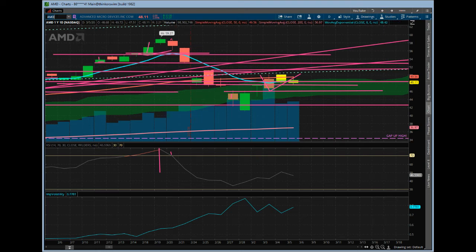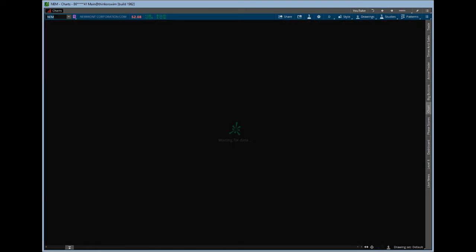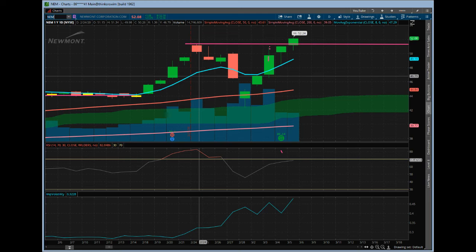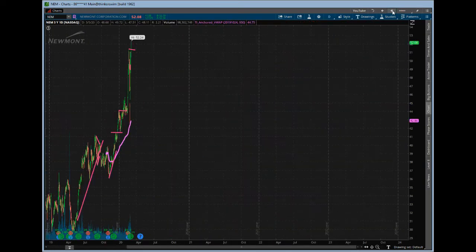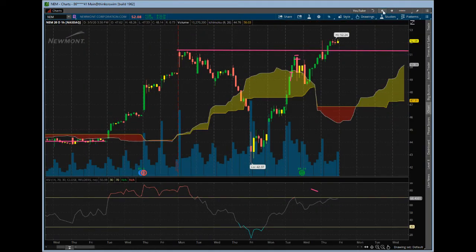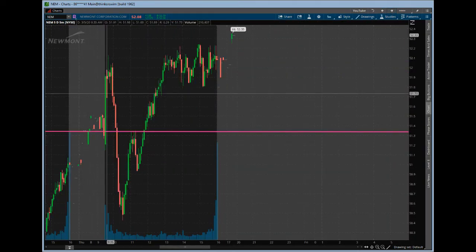ZEK, what's going on? Yeah, let's take a look at NEM. So NEM has been a great one for some intraday moves, right? Newmont Corporation, gold. Wow, what a great candle today. It didn't quite get increasing volume, but I really love the close here over the recent highs. Definitely looking bullish here.